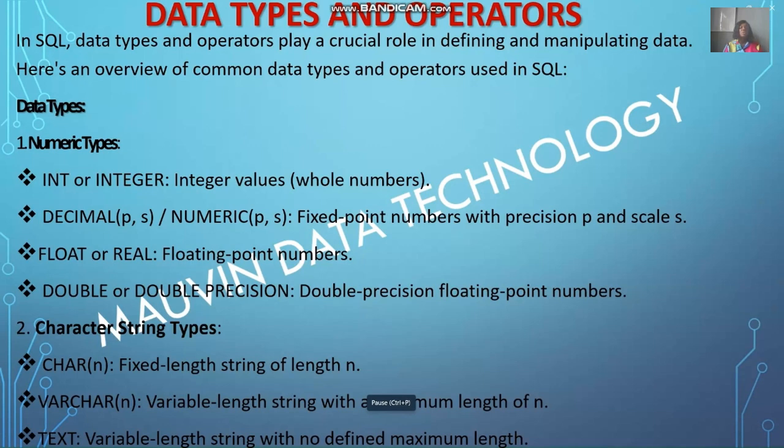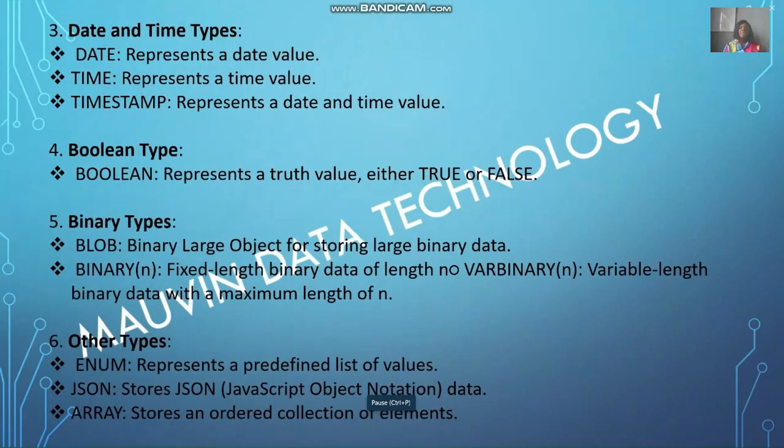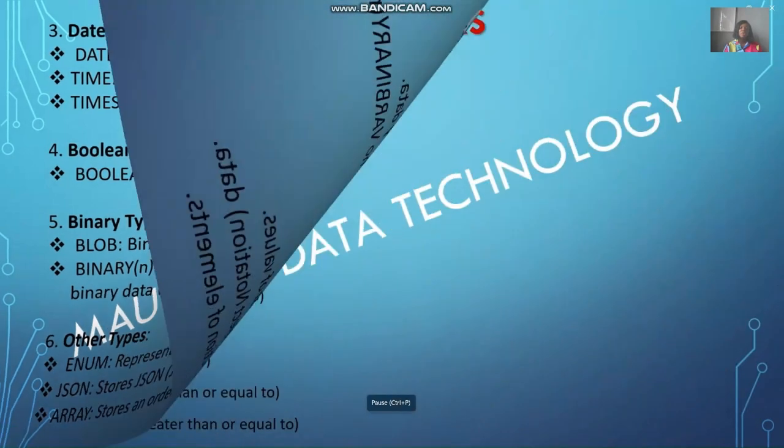Let's look at the character string type. It involves text, words. We have the char, we have the varchar. Let's look at the date and time data type, which involves the date data type, time data type. We also have the timestamp, which represents date and time value. We also have the booleans, which represent the true or false value. We have the binary types, and we have other types such as JSON, array.